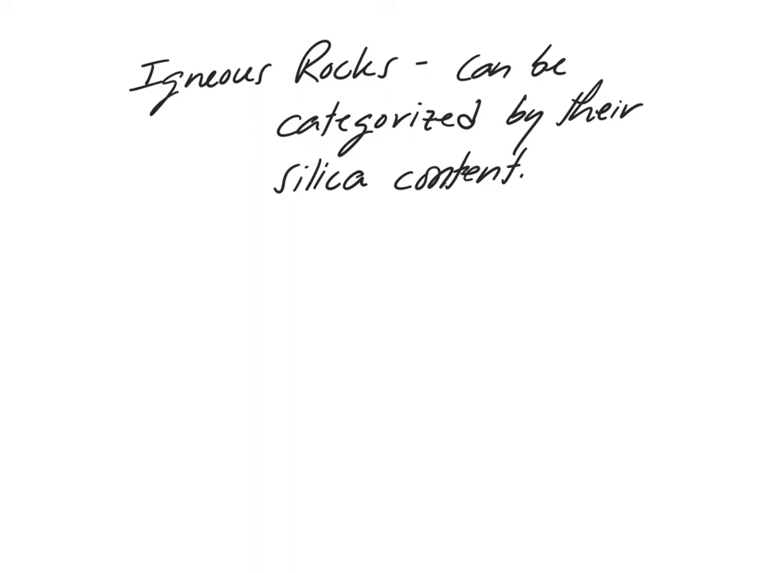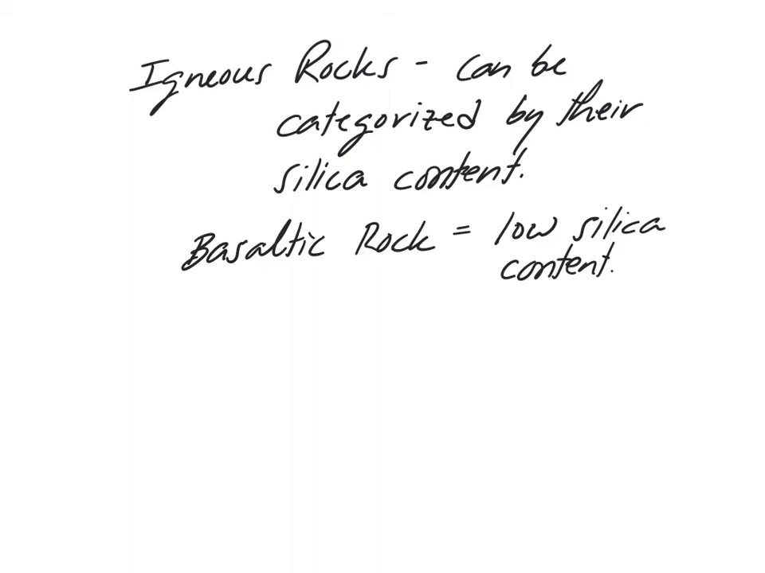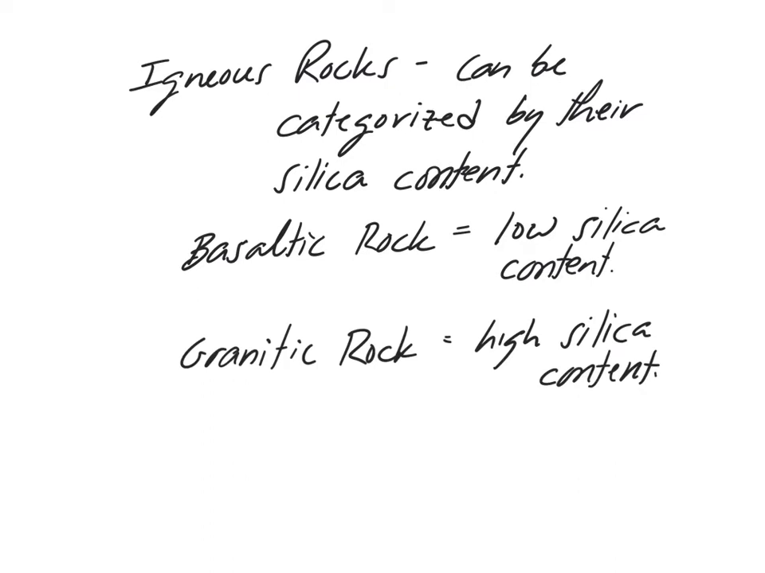Before we get into Bowen's reaction series, though, let's just make a quick generalization. Igneous rocks can be categorized by their silica content. Basaltic rocks have low silica content, while granitic rocks have high silica content. And really, up to this point in geology, we've seen basically two types of Earth's crust. We saw oceanic crust, which is really basaltic rock, and granitic rock, or rock that is relatively high in granite type rocks, would be like continental crust.